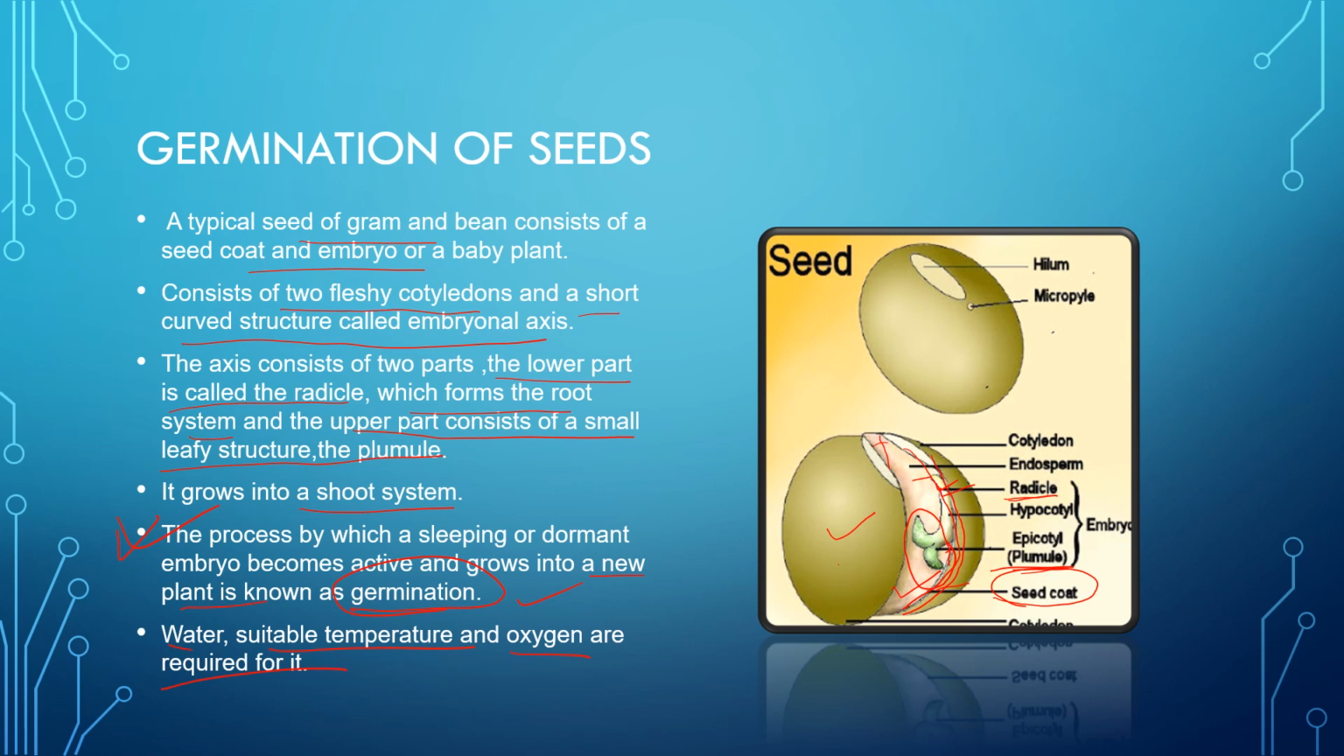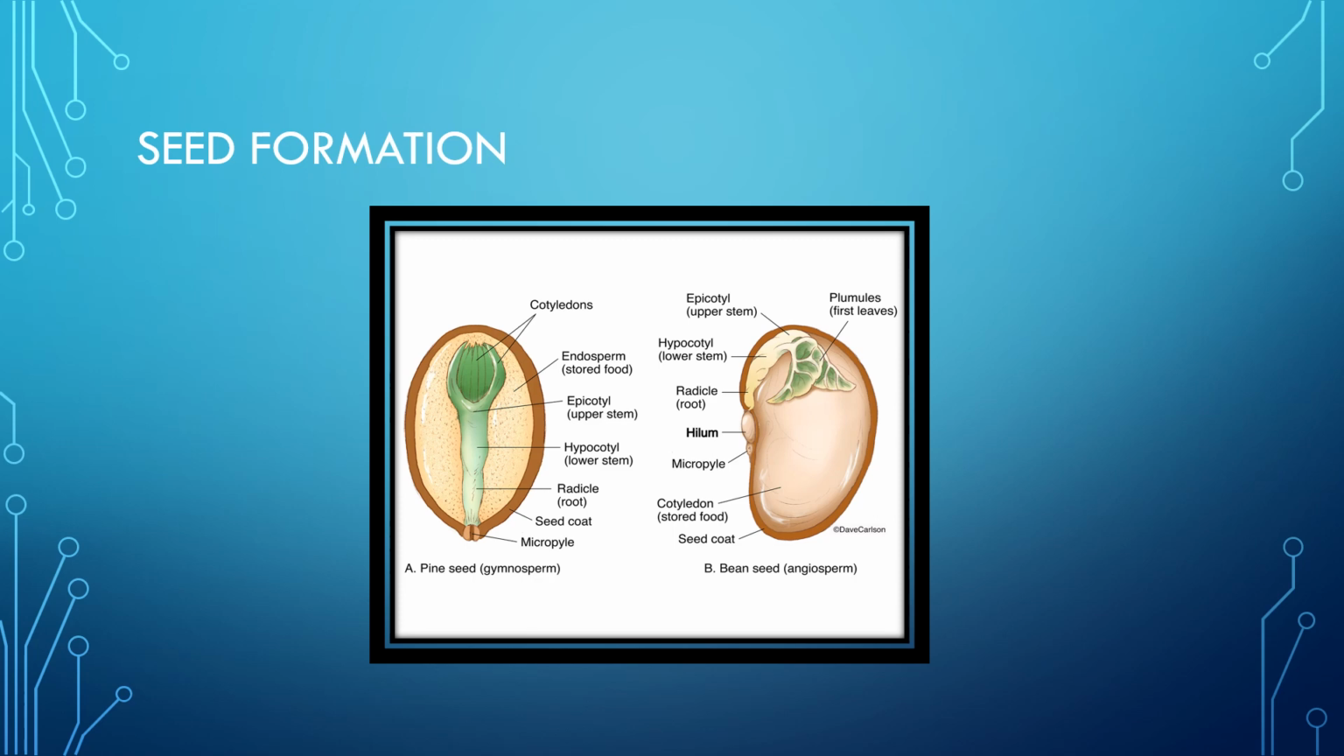I have another set of label diagram to show. Here also, see, it is the structure of a seed. It's a bean seed, and we are taking a bean and gram seed as an example. So this is the upper stem, called the epicotyl, and this is the hypocotyl, or the lower stem. This part is the radicle, which will grow out into a root, and this part is the plumule, and we can see the first leaves which grow out into the shoot system.